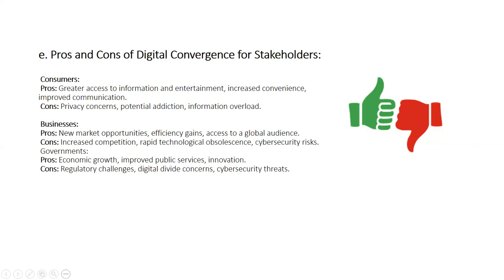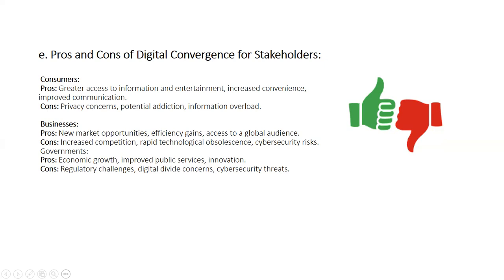For example, the online stores have information about the products, so the consumers access information on the internet. The other is entertainment, like playing games online, increased convenience and improved communication. Then the disadvantage of digital convergence to stakeholders like us, consumers or customers, is privacy concerns. We talked about the hackers and malware. So consumers face a problem of privacy concerns. That is a disadvantage.